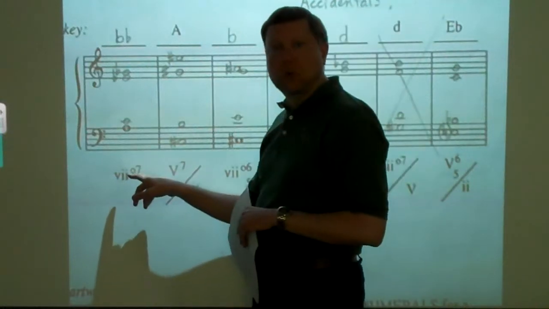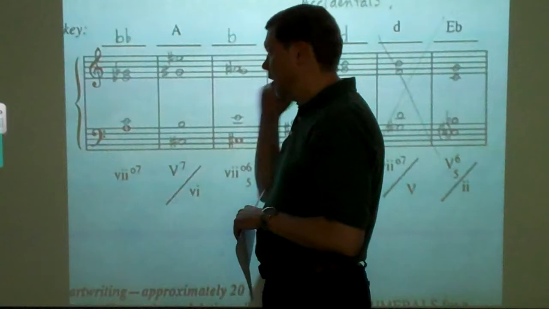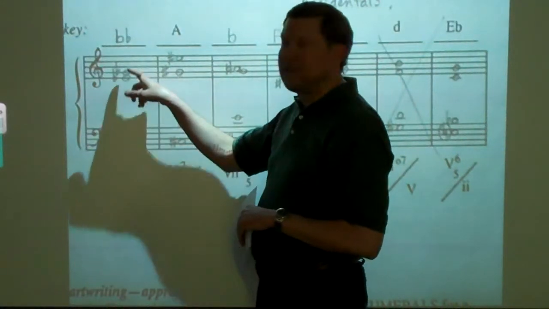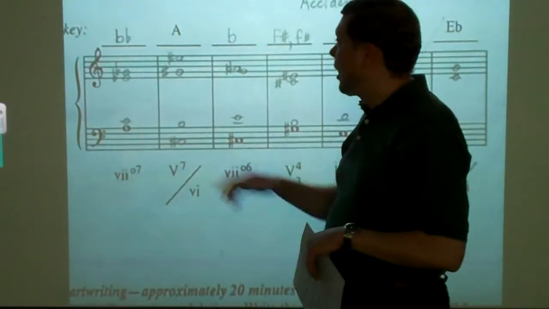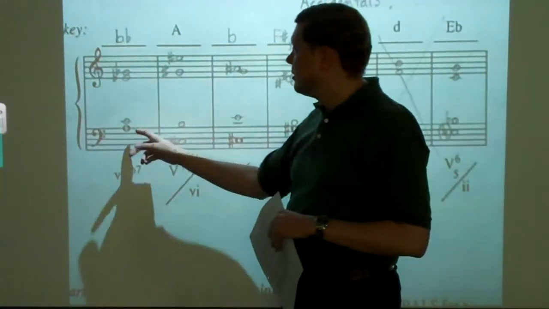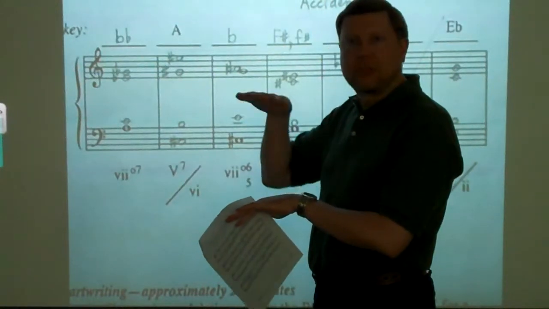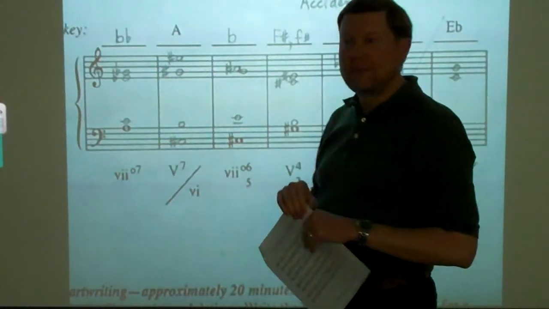Okay, so spelling a root position, fully diminished 7th chord on the bass note A, we need A, C, E flat, and G flat. And we need E flat and G flat with the accidentals to make the 7th chord fully diminished, stacking all minor thirds: A, C, E flat, G flat.